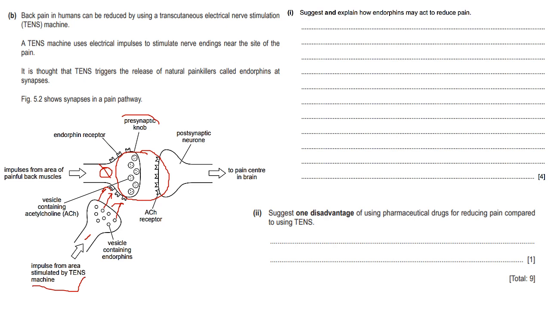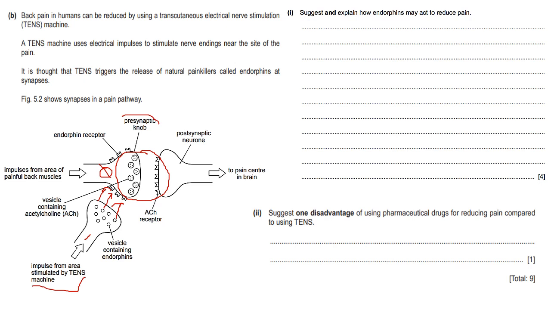Endorphins will bind to endorphin receptors. They will prevent the release or the opening of the calcium-gated channels. There would be no release of calcium, and as a result of that, the vesicles will not fuse with the presynaptic membrane. If the vesicles do not fuse, then it means that there will be no acetylcholine that is released into the synaptic cleft, and that means that there would be no transmission of the pain. Okay, there will be no transmission of the pain impulse to the postsynaptic neuron.